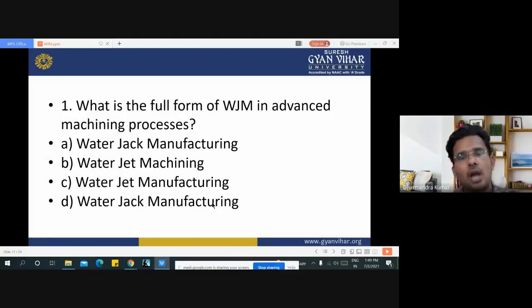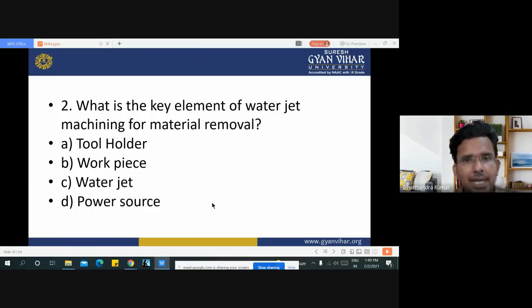Now it's time to check our knowledge on the basis of what we have studied in this lecture. First question: what is the full form of WJM in advanced machining processes? We discussed it in the first slide. WJM stands for water jet machining process. Second: what is the key element of water jet machining? As its name suggests, the water jet is the key element, responsible for material removal in the water jet machining process.